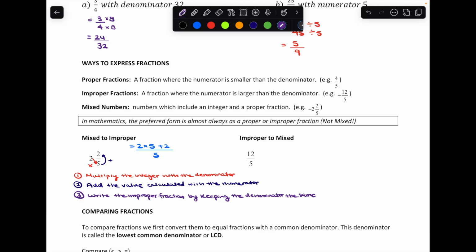So we can fully calculate this. So 2 times 5 will give us 10. 10 plus 2 is 12. And we keep the denominator the same as 5. And so here, when we convert 2 and 2 over 5 into an improper fraction, it will give us 12 over 5.